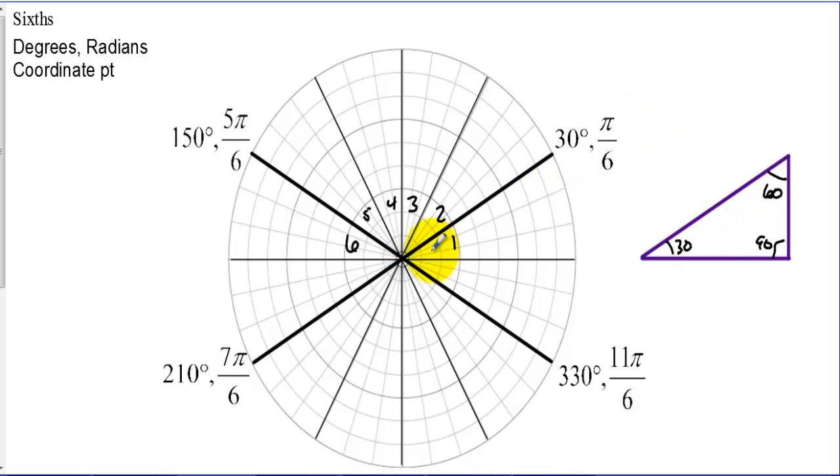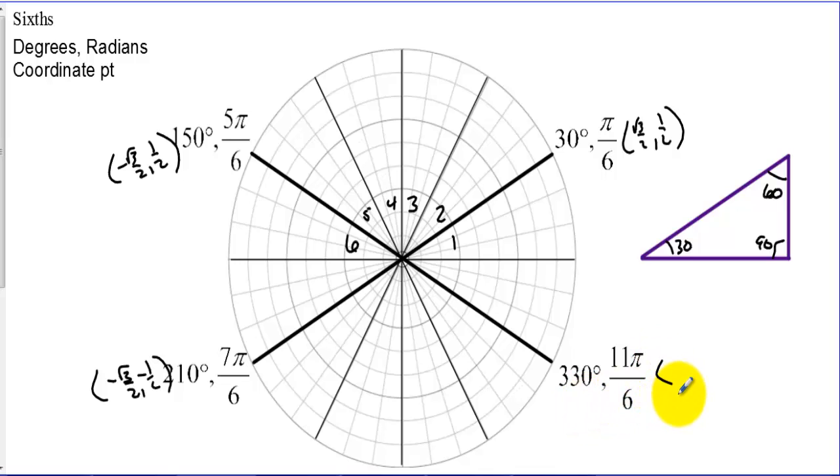So this, instead of being 1/2, square root of 3 over 2, is square root of 3 over 2, 1/2. So we have square root of 3 over 2, 1/2. This is going to be negative square root of 3 over 2, positive 1/2. These are both going to be negative. Negative square root of 3 over 2, negative 1/2. And then this one is going to be square root of 3 over 2, negative 1/2. And that's the points on the unit circle at the pi over 6's.